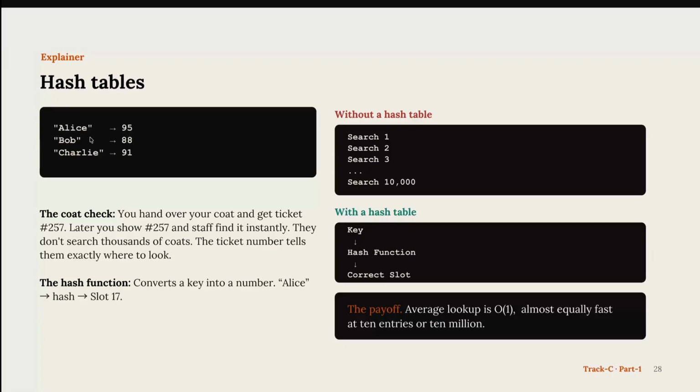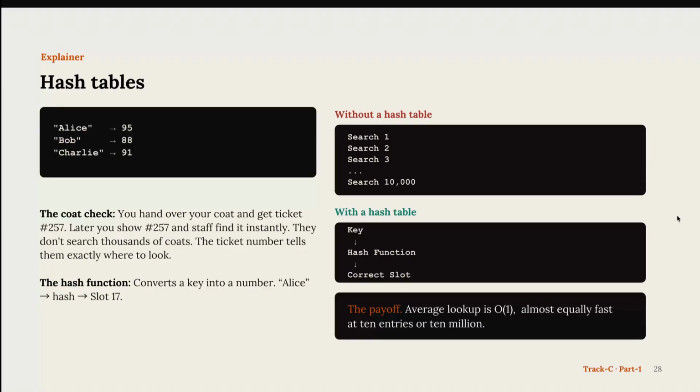Imagine you had Alice as a word coming in; you hash it and store it as 95, Bob as 88, and so on. Now, if you had to get a ticket for 257, you show that 257 number and it immediately goes there. So the average lookup is of the order of O(1). It's almost equally fast at 10, 10 million, 10 billion, or 10 trillion entries, because the order of search is only O(1). Without a hash table, you'd have to search across 10,000 or 1 million entries, because the order of search would be O(n), which is linear, like an array. But since we have hashed the tables, we know the exact position and can go there immediately.